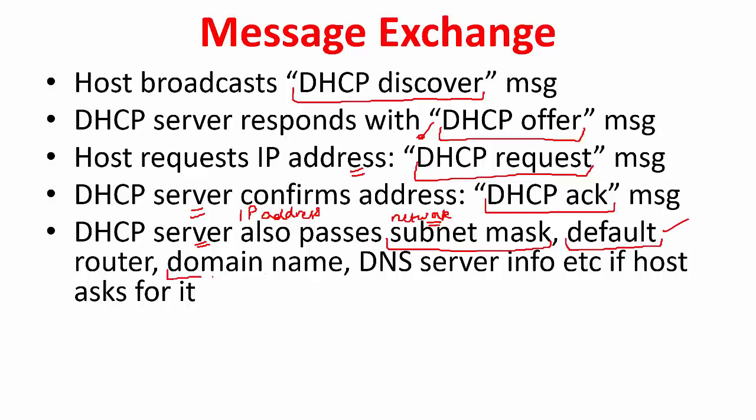It often is also told its domain name and the DNS server. So for example, iitb.ac.in will be the domain name for IITB, and this domain may be served by some DNS server, so that information it can also provide. These domain name and DNS server are optional, but the others, which are subnet mask and default router, are compulsory.